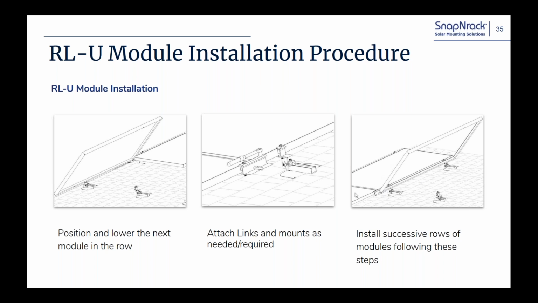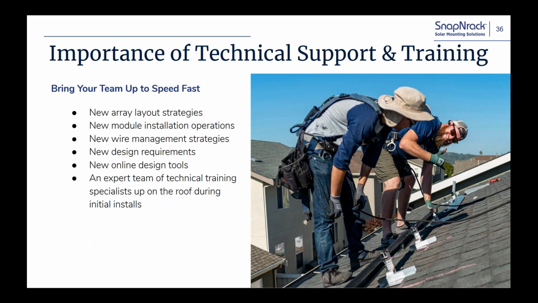So now you've installed your first row. As you install the second row, you'll sleeve it in place. You'll lower the module to the roof, and you'll slide your clamp down onto the module and tighten the channel nut bolt and tighten the clamping bolt.